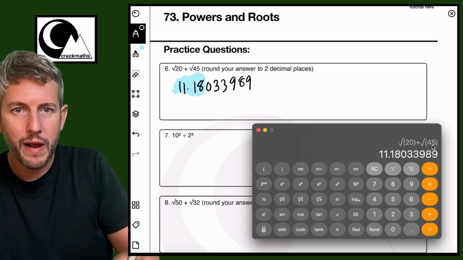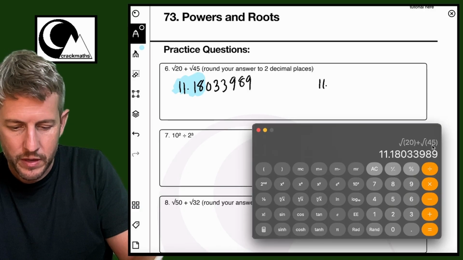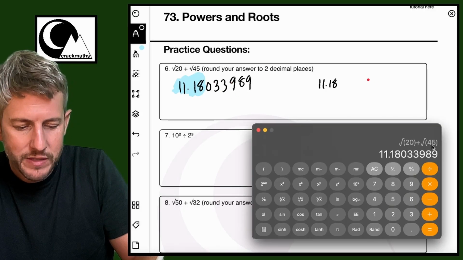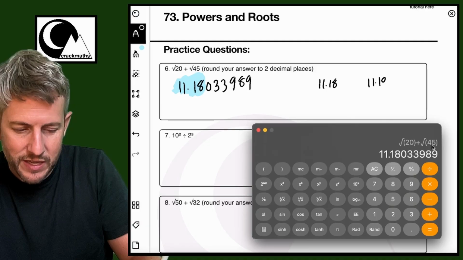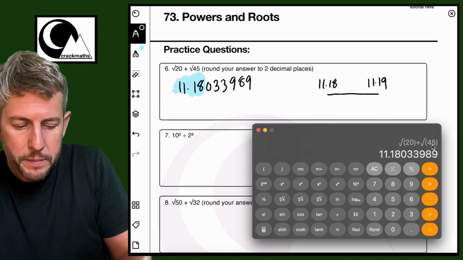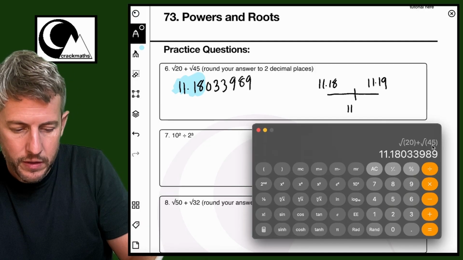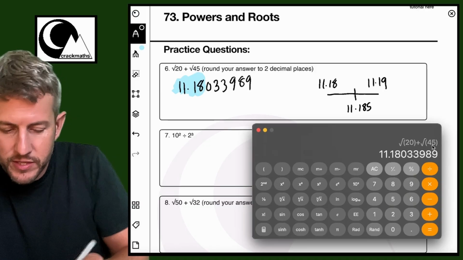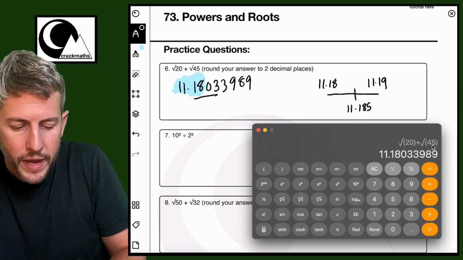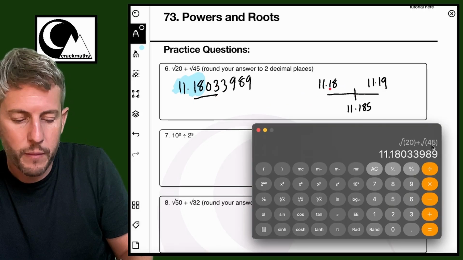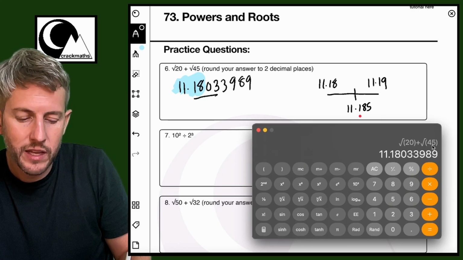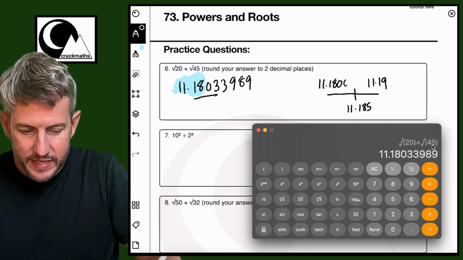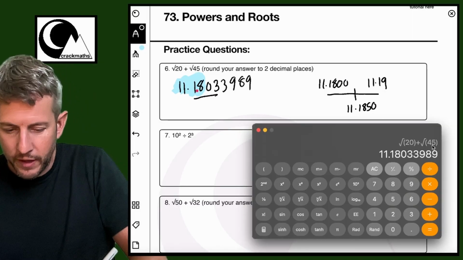Okay, so if we've rounded to 2 decimal places, we've rounded to 11.18, or it's larger than that. So if we were going to round it to the other decimal place, we'd round it to 11.19. The midpoint of these numbers here is 11.185. Now, if I just focus on this bit here, 1803 is larger than 1800, but not as large as 1850. Let me just put some zeros here to make it look like all of this bit that I've just highlighted here.